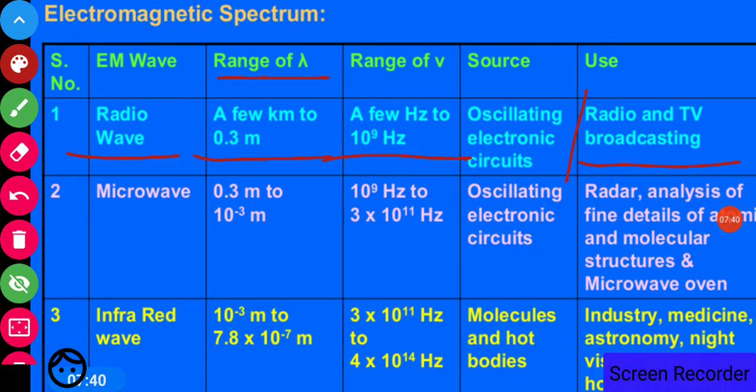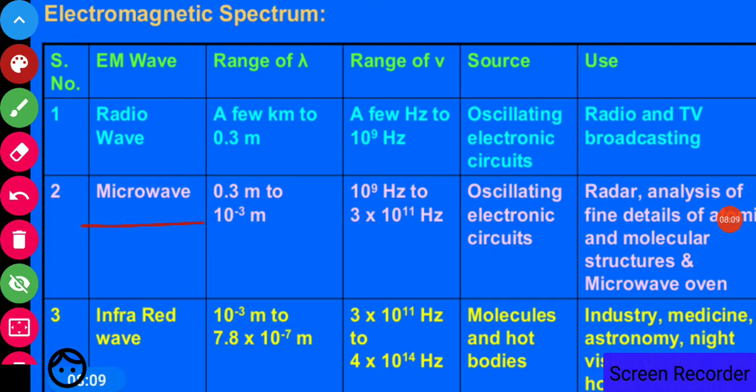The question usually comes in different forms. Either the wavelength is given and you have to identify the wave on the basis of the wavelength, or the wave is given and you have to write the uses of that wave. So you have to identify which EM wave it is from the wavelength or range given in the question, and what the use of this wave is. So all this you have to remember.